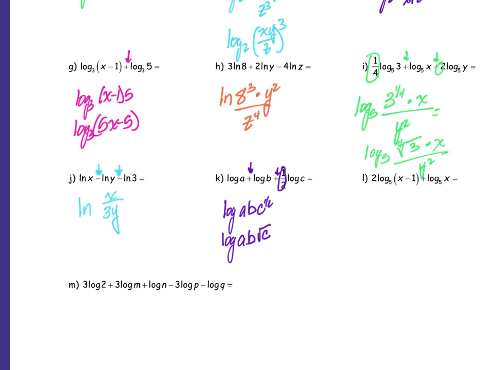Okay. And then let's see what I've got. Okay, I've got a square. I've got a plus sign. So log base 5 of x minus 1 squared times x, or I might write that as log base 5 of x times x minus 1 squared, just because it's a little neater.